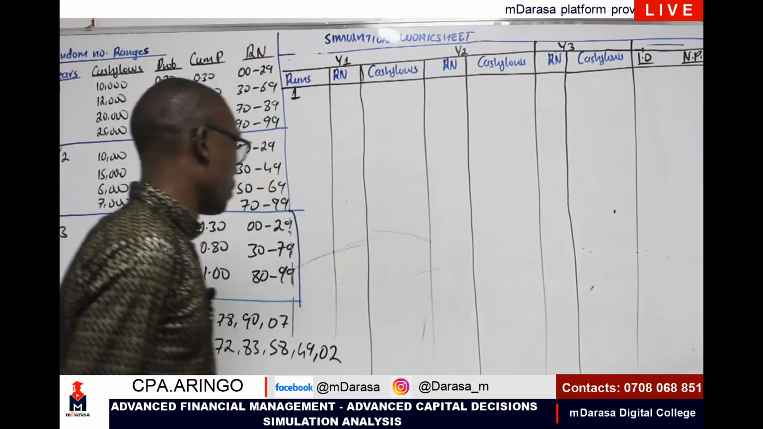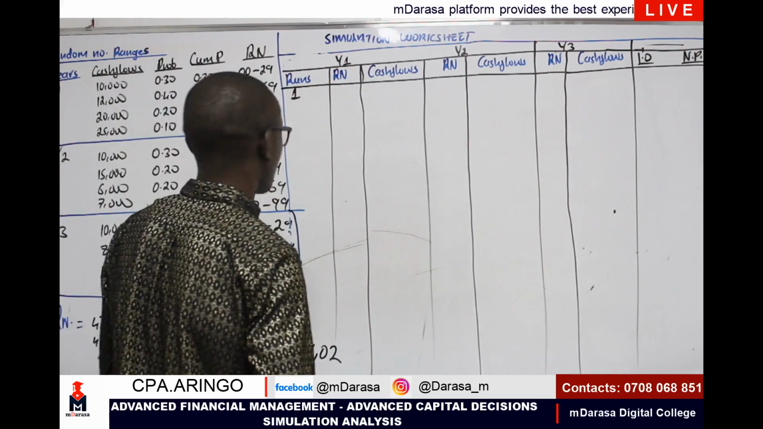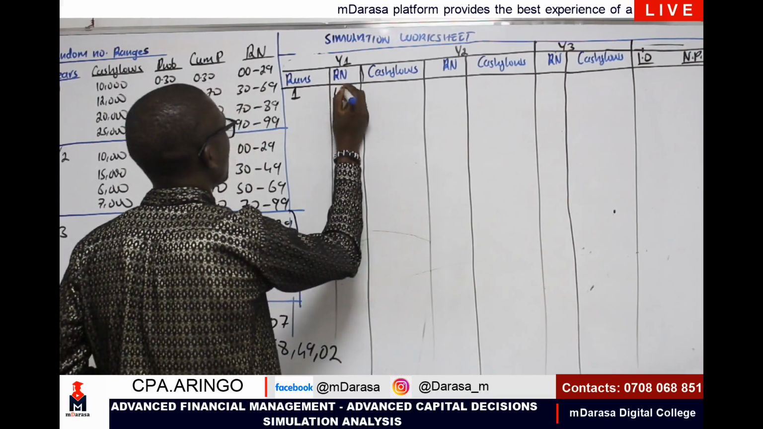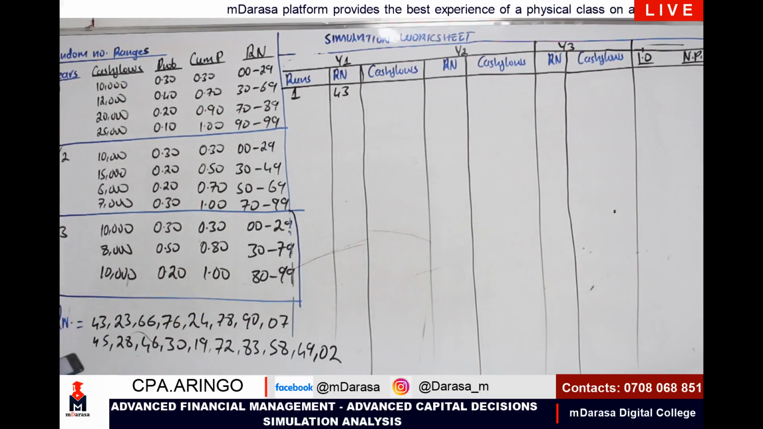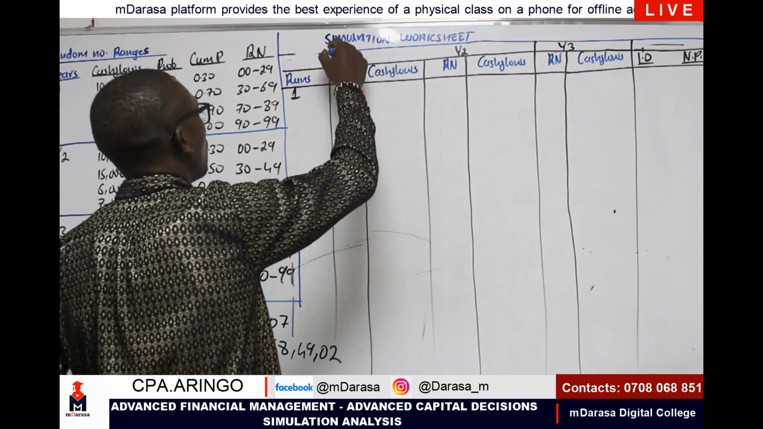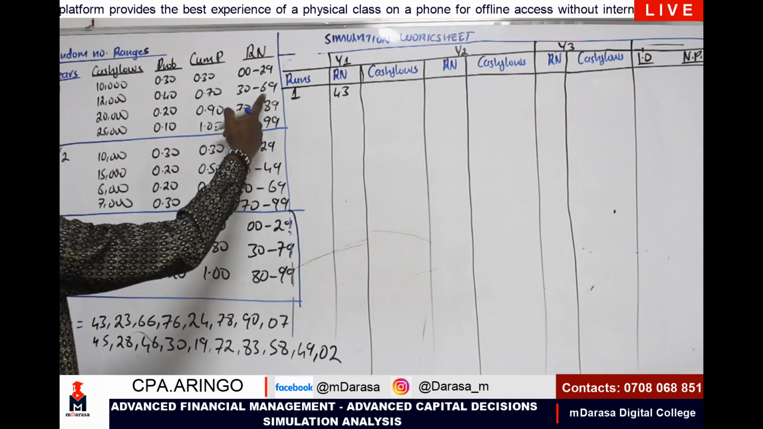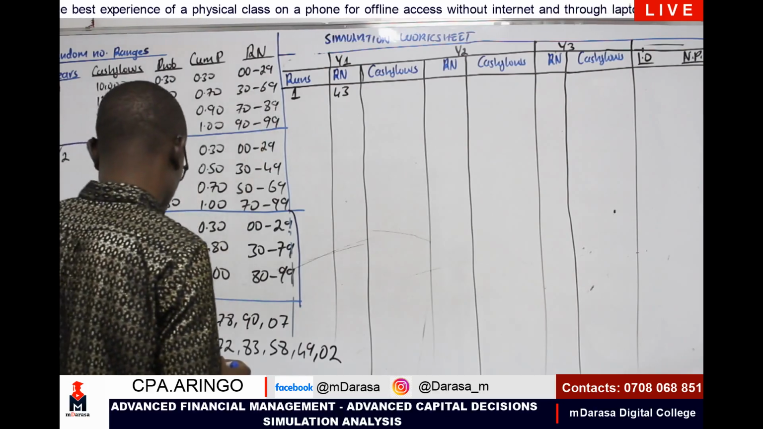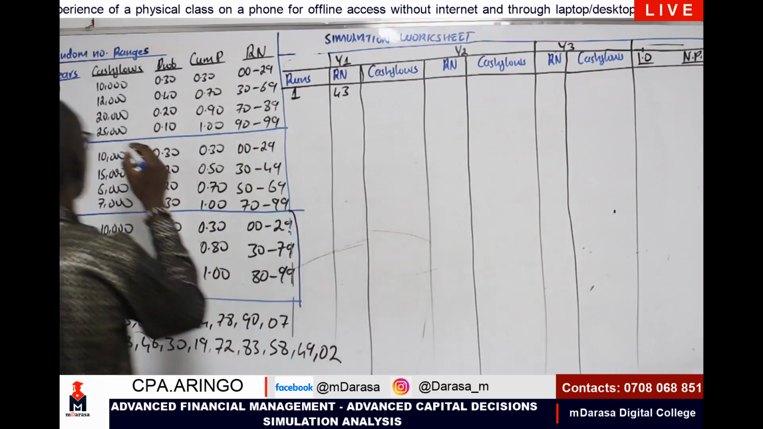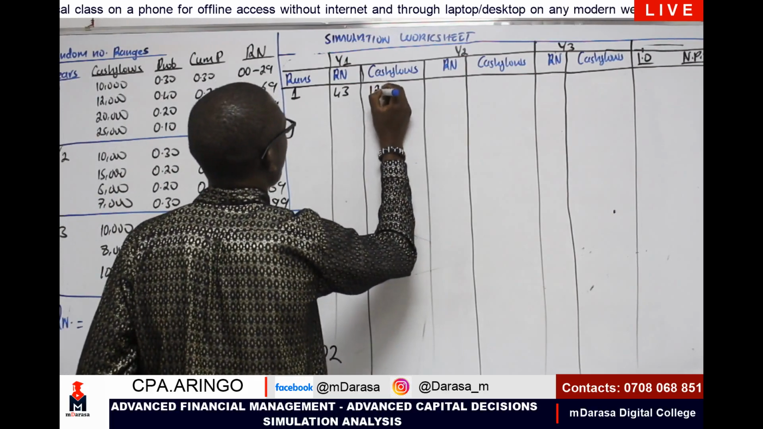The first random number, my good students, I'm having 43. So where will 43 fall? Looking at year 1, where is 43 falling? 43 is falling in between 30 and 69. So therefore, my cash flow should be 12,000. So I'm going to have here our 12,000.